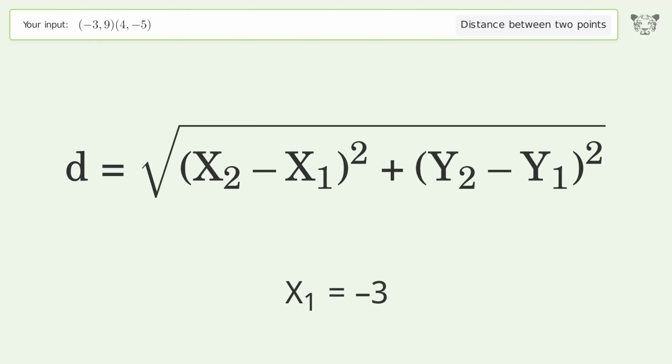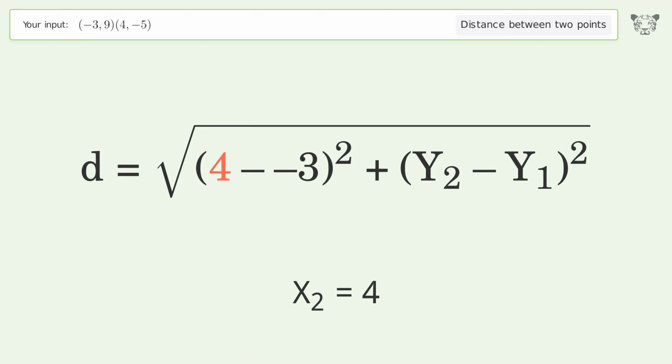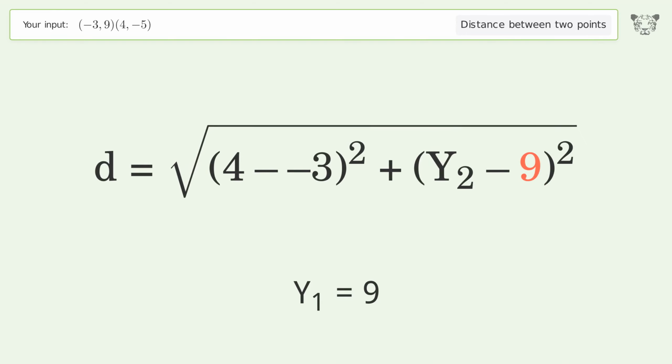x1 equals -3. x2 equals 4. y1 equals 9. y2 equals -5.